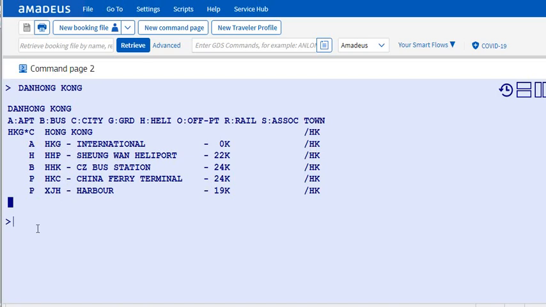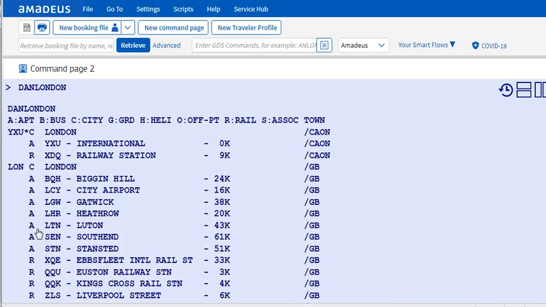But if I go to a multi-city airport like DAN London, you can find London here. There are two different Londons in the world. One London is a city in Canada, Ontario.